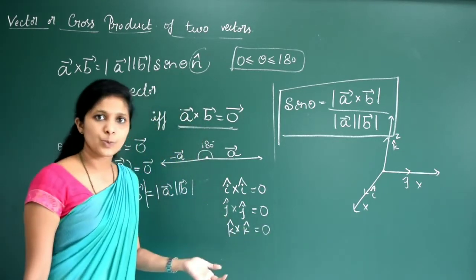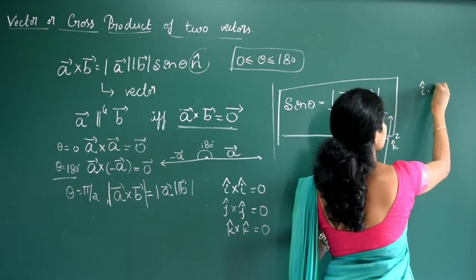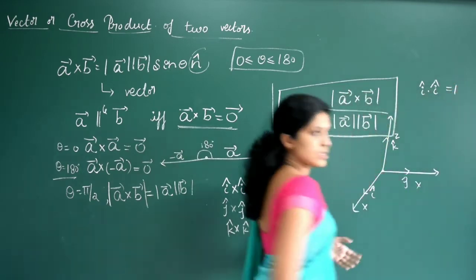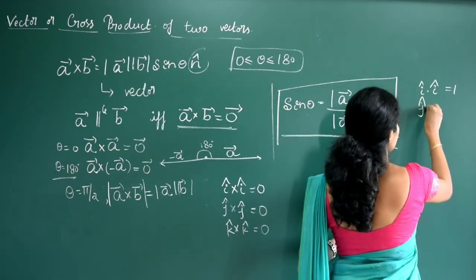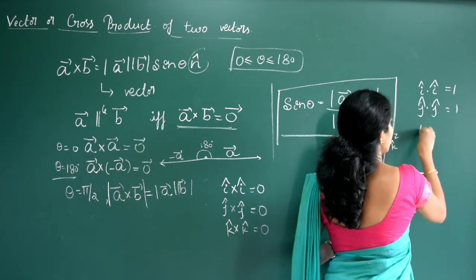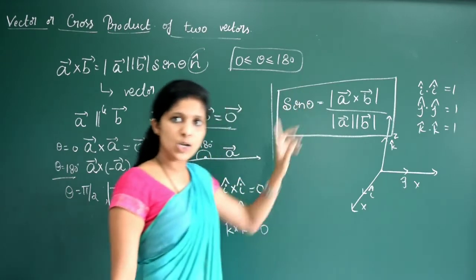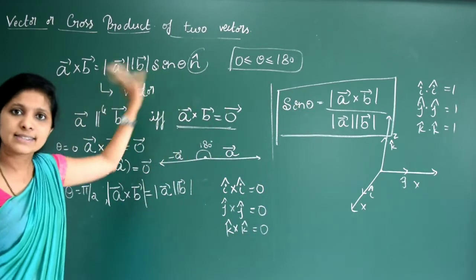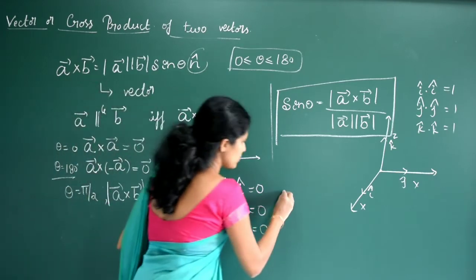What about the dot product? I hope you remember this. i cap dot i cap will be equal to 1. So this is the difference between these. And here j cap dot j cap will be equal to 1. k cap dot k cap will be equal to 1. Because cos of the angle was there. Here sin of the angle is there, right? So this is one.